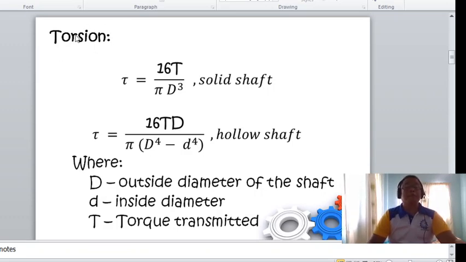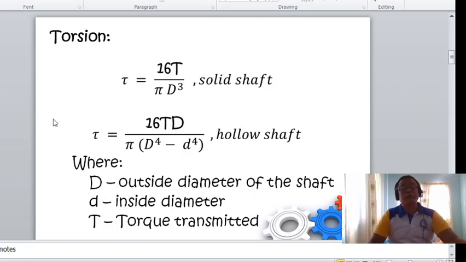Especially if the power of the shaft or the power of the driver shaft is given, we can easily determine the torque from the formula. Power is 2 pi Tn over 60, or Tn over 63025. For a hollow shaft, tau equals 16 T D over pi times D to the fourth minus d to the fourth. So this is for hollow.